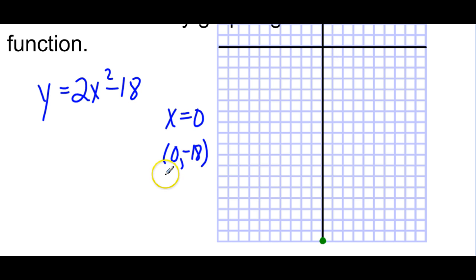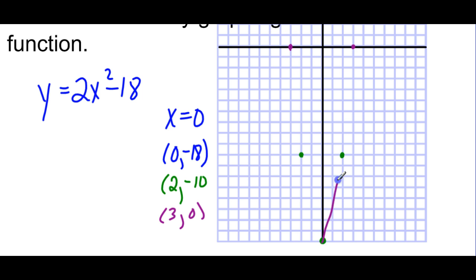All right? So when I put a 2 in there, 2 squared is 4. 4 times 2 is 8. It gives me a negative 10. So 2, negative 10: 2, 4, 6, 8, 10. Okay? Counterpoints right there. And then how about if I use 3? 3 squared is 9 times 2 is 18. That gives me a 0. So 3, 0. And that would be right here.